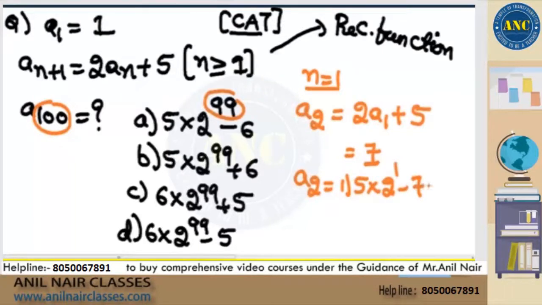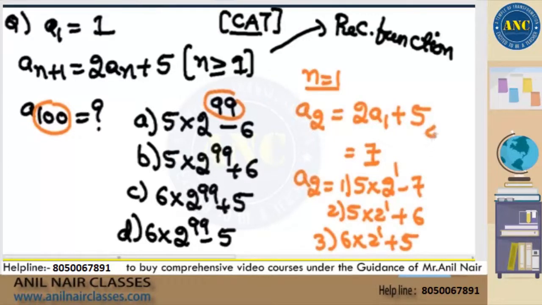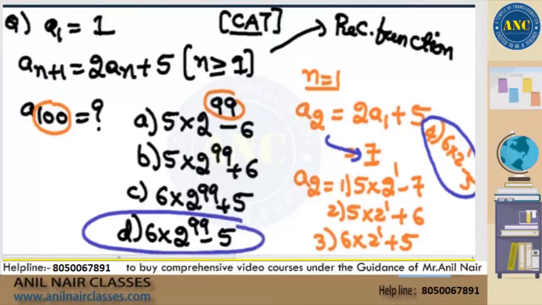minus 7. Next one, 5 into 2 power 1 plus 6. Third one, 6 into 2 power 1 plus 5. Fourth one, 6 into 2 power 1 minus 5. So if A2 equals 7, 7 is nothing but 12 minus 5. So the answer for this question is 6 into 2 power 99 minus 5.